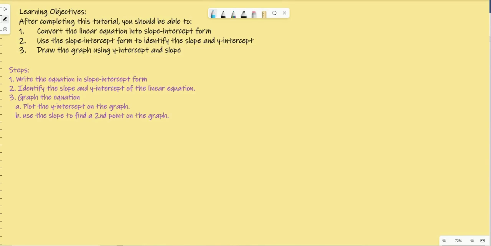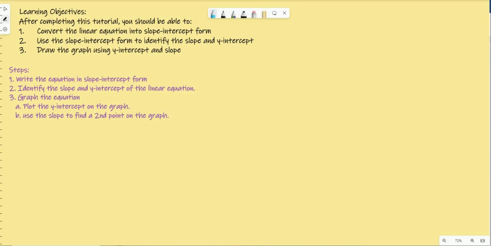Learning objectives. After completing this tutorial, you should be able to, number 1, convert the linear equation into slope-intercept form. Number 2, use the slope-intercept form to identify the slope and y-intercept. Number 3, draw the graph using y-intercept and slope.